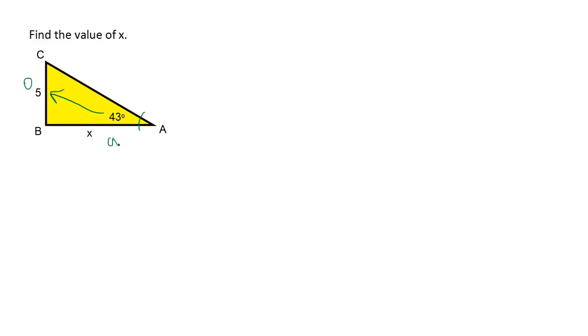What uses opposite and adjacent? SOHCAHTOA. Tangent uses opposite and adjacent. So we know that the tangent of an angle, tangent of angle A, is equal to opposite over adjacent. Now we can just substitute in our values. Angle A is 43 degrees, so the tangent of 43 degrees is equal to the opposite, in this case opposite is 5, opposite divided by adjacent, and the adjacent side in this case is x. Now we can figure out what is tan of 43 degrees. That's just going to be some decimal number, and that's going to equal 5 divided by x.